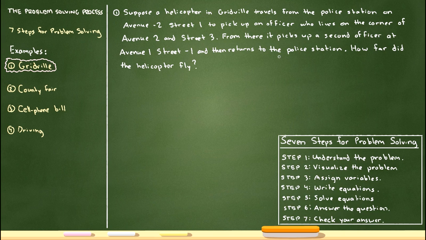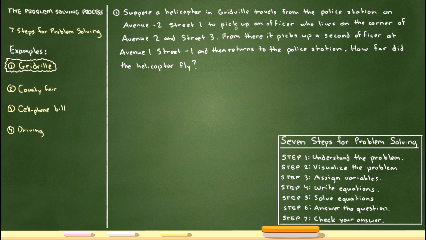Okay. So I have to admit, this particular word problem is a little bit ambiguous. It assumes that you would know that avenues and streets are going to be perpendicular to each other. Okay, and it calls the town Gridville here. So it's essentially saying, hey, you're on a grid. So, step 1 is understanding the problem.